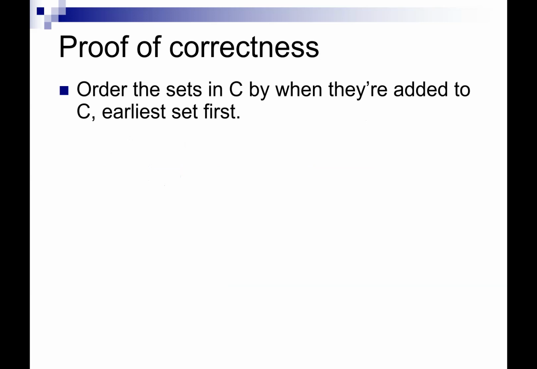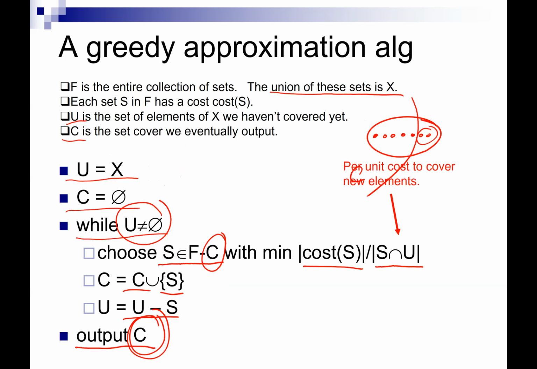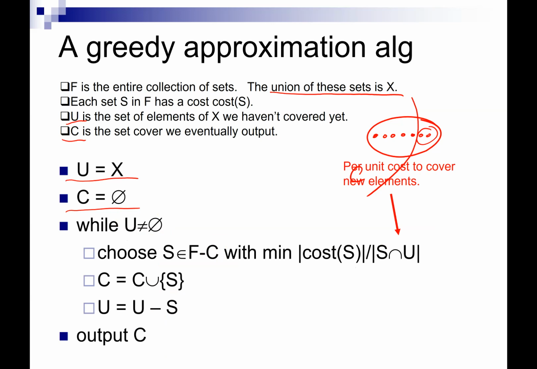Okay, so to do this, what we're going to do is order the sets in C by when they were added to C. Remember that as you run this algorithm, it's going to add more and more sets. Whenever you add a set, we're always trying to choose a set which minimizes this cost. In the beginning, you're allowed to choose any set from F.